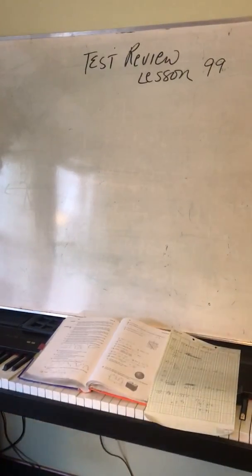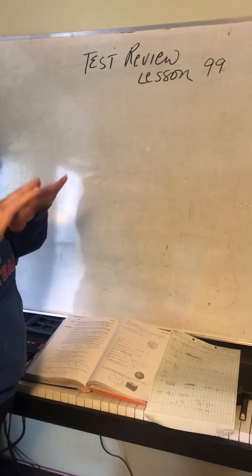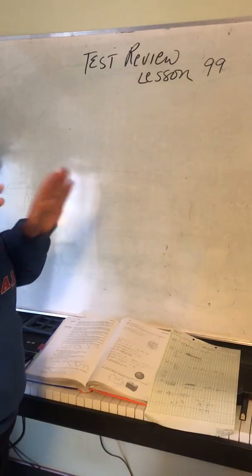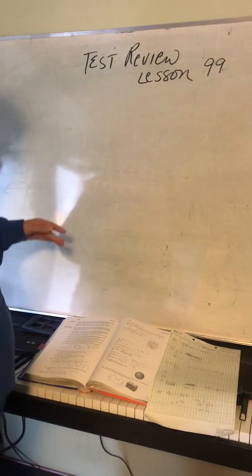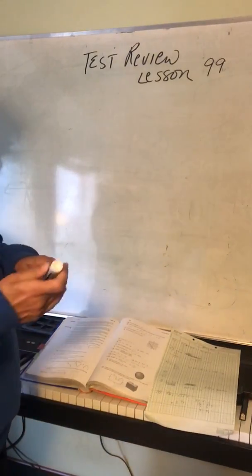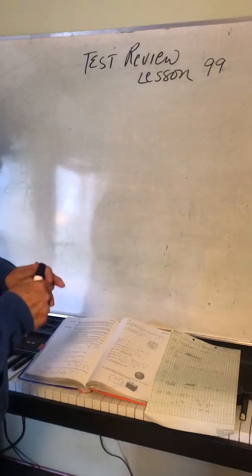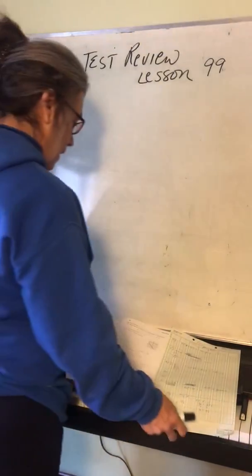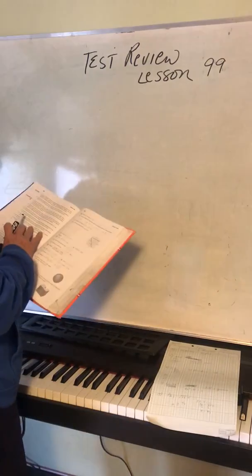Okay, this is a review lesson for the test. It's kind of a review lesson for all the tests that you were given. And what I'm going to use is problem set 99. So if you want to do these again, you can go to lesson 99. And I'm going to do number 3.